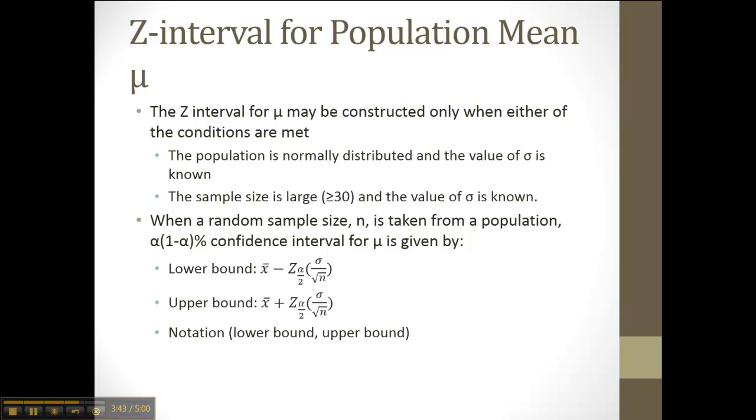So when a random sample of size n is taken from a population with a percent confidence, which will either be 90, 95, or 99%, the confidence interval for mu is given by these 2 formulas: the mean minus the margin of error and the mean plus the margin of error. The notation is done in parentheses with the lower bound number and the upper bound number.